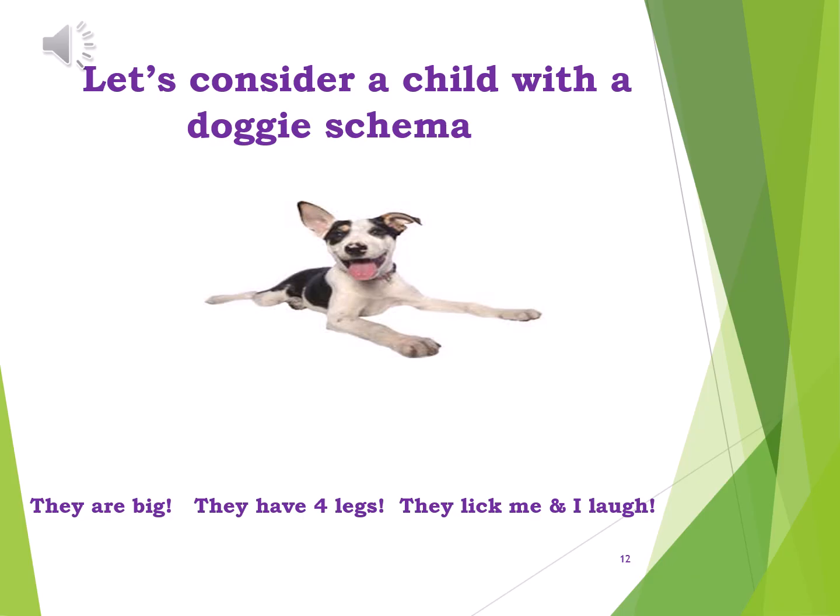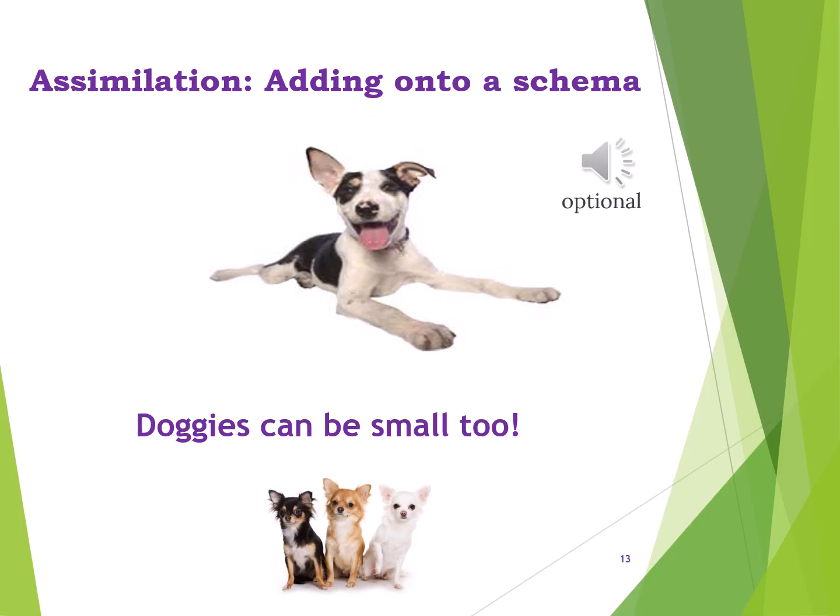So let's say that a child has a schema for doggies, and it entirely consists of they are big, have four legs, they lick, and that causes me to laugh. That's it. Obviously, they're going to learn a lot more about doggies as they proceed in life, and let's look at the ways that they can do this. So in assimilation, we've just added on to an existing schema. So not only the additional information that was before, now doggies can be very small.